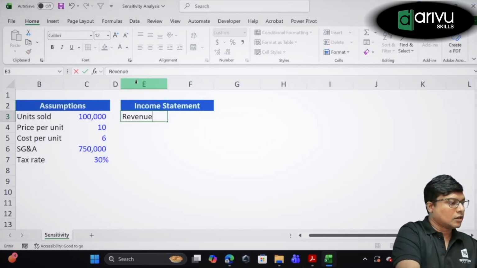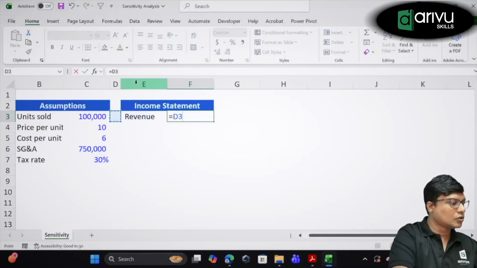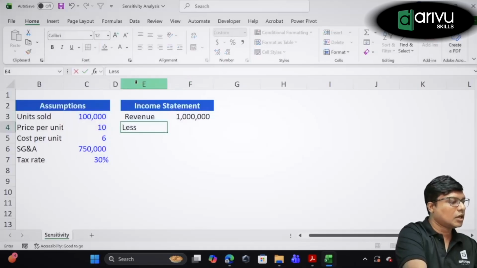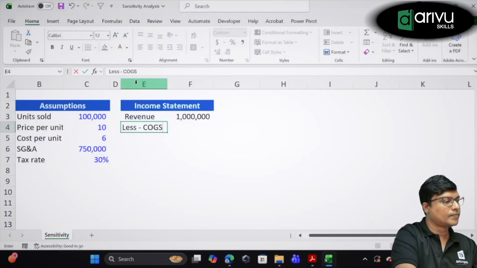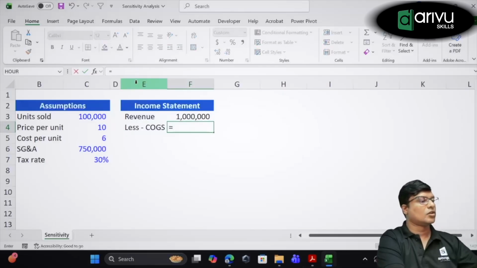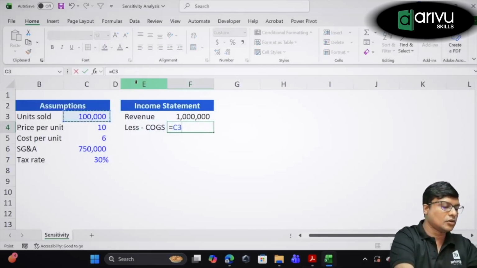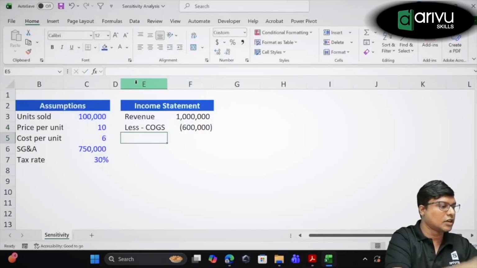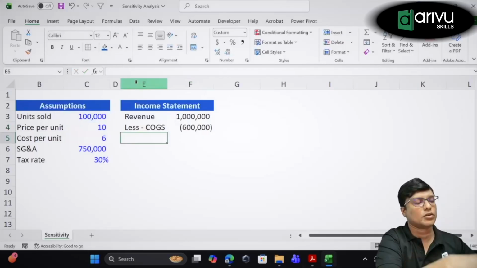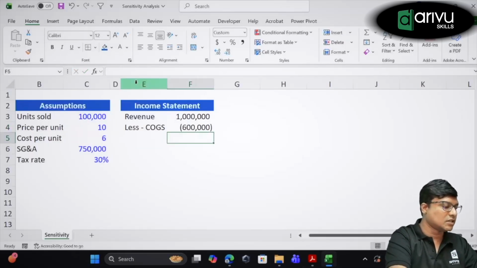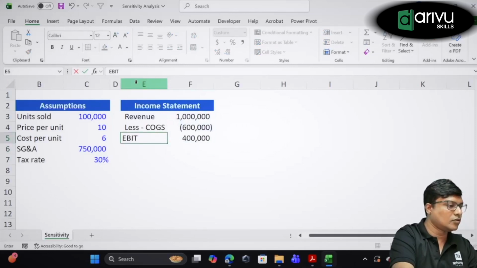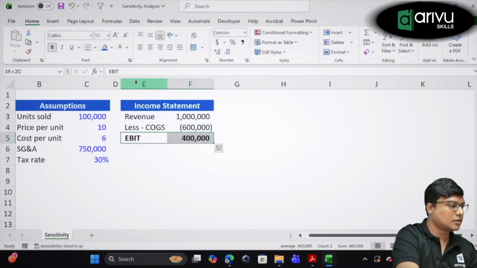I'll calculate the revenue: units sold into price per unit. Then less cost of goods sold. The cost of goods sold here is the units sold into cost per unit. I'll use the minus sign while calculating the cost, since it is an expenditure to the business, so I'm directly adjusting the value. Then I'll calculate the EBIT value, and bold it.